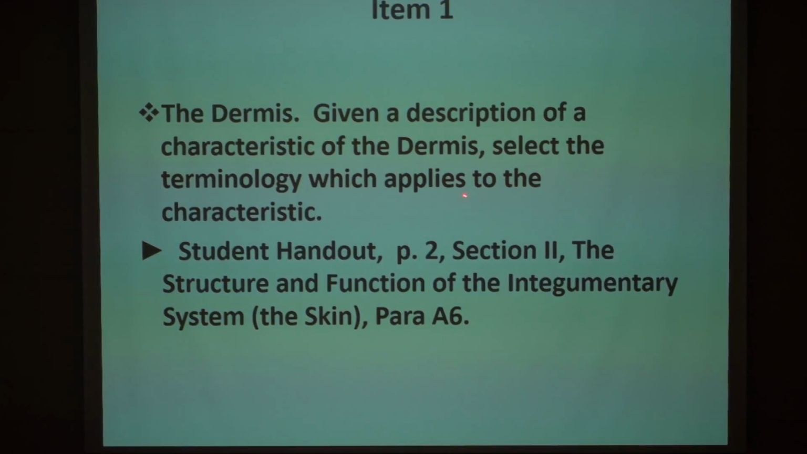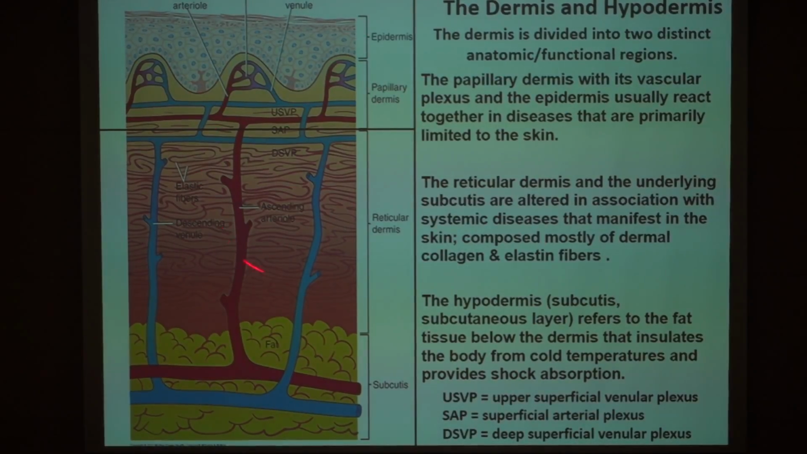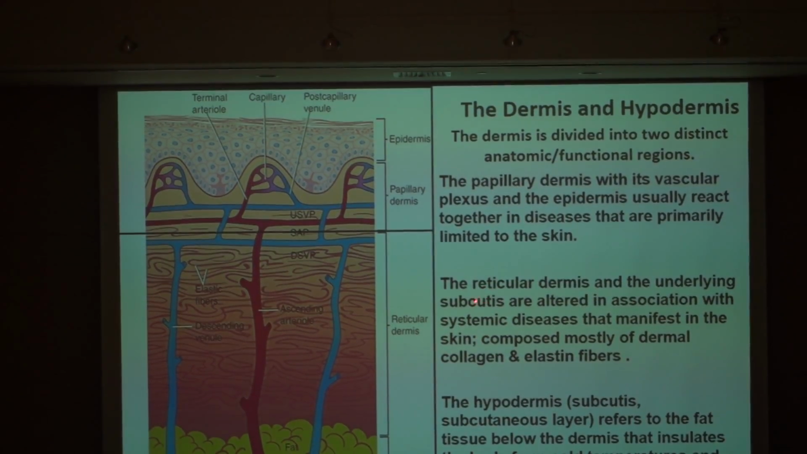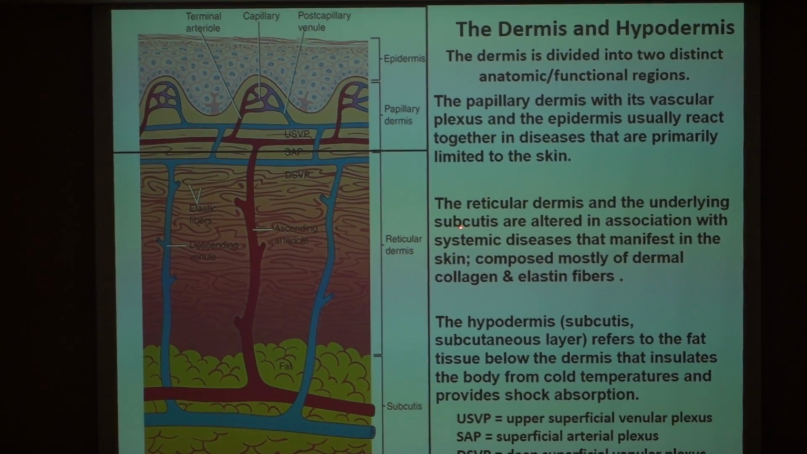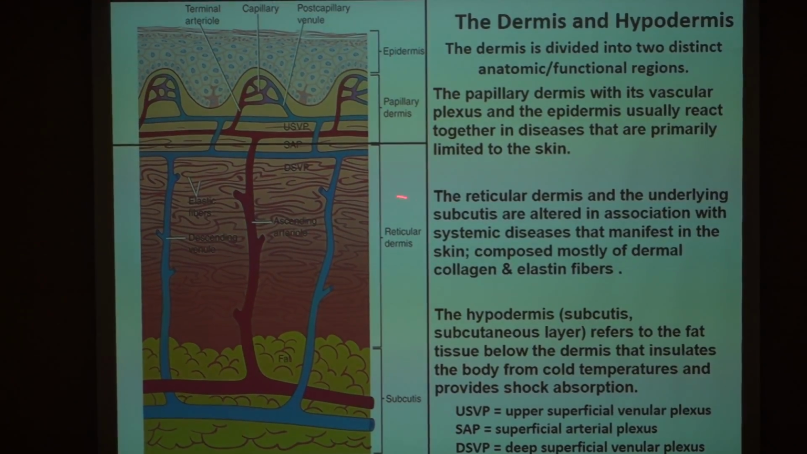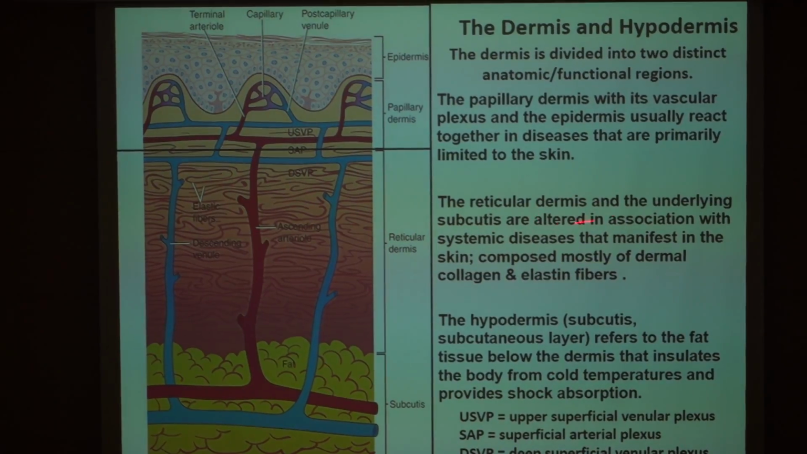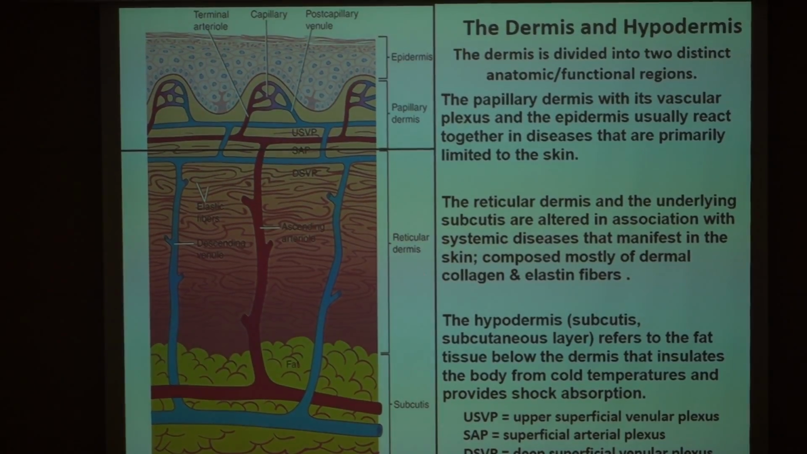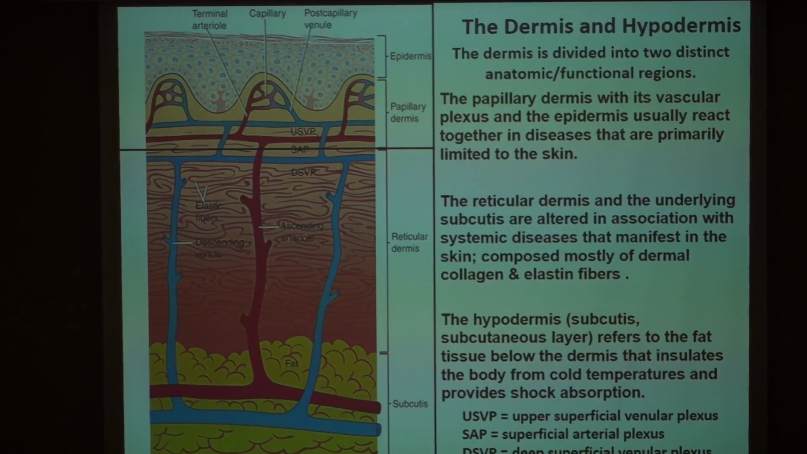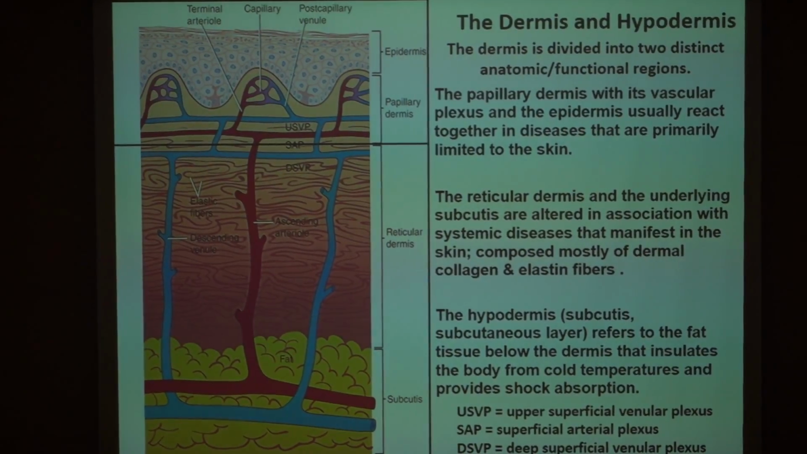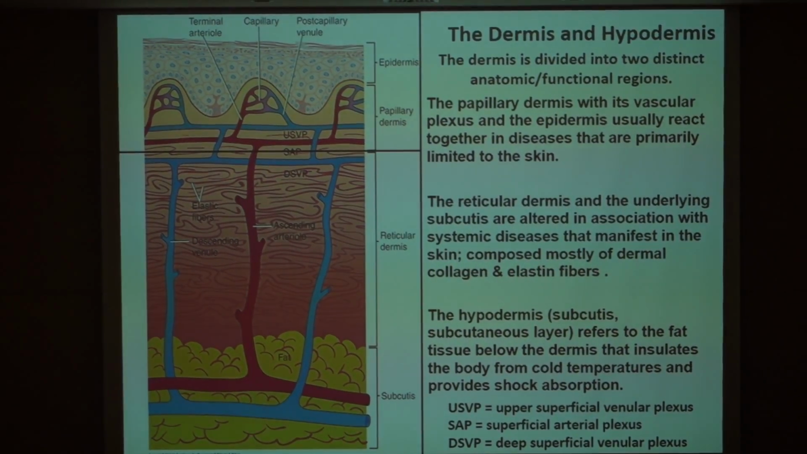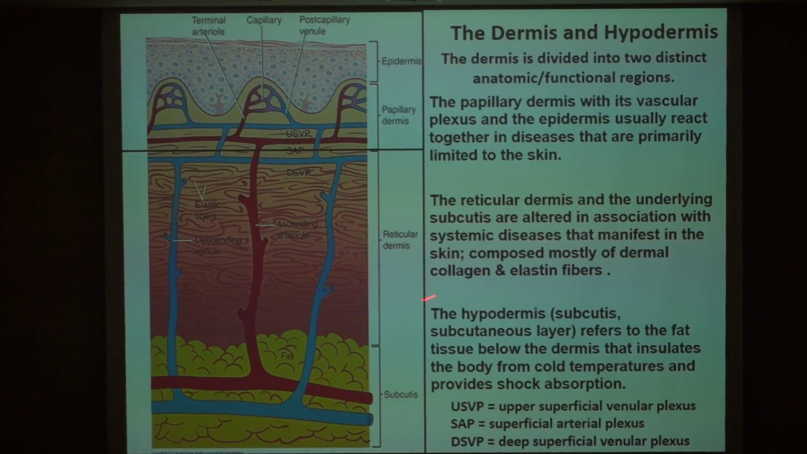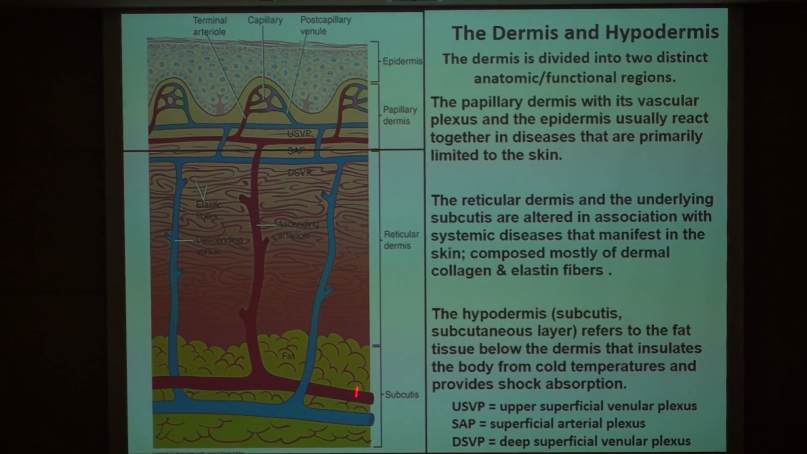Okay, this is the first item that's on your list. You have the section in your notes. When you read your notes, be sure to understand that the reticular nervus and the underlying subcutis are altered in association with systemic diseases that manifest in the skin. And when we talk about systemic diseases, one of the diseases which we studied was rheumatoid arthritis. Where do the rheumatoid arthritis nodules form? If you look at your notes, you'll see that they actually form in the subcutaneous or the cutis.